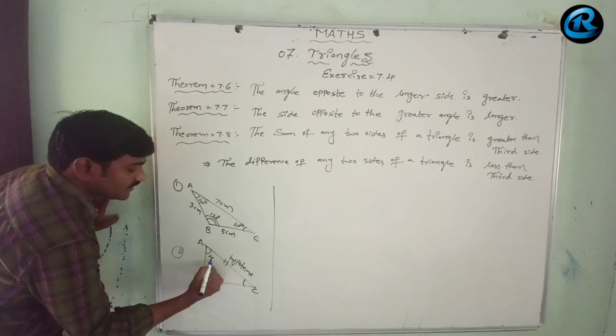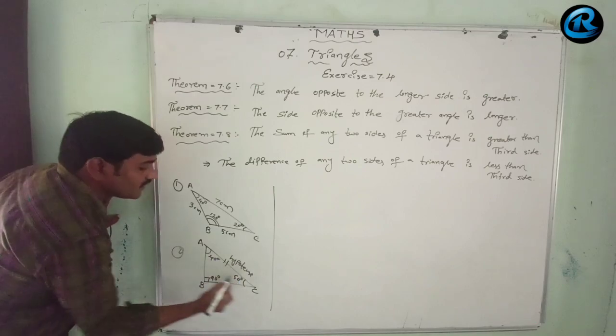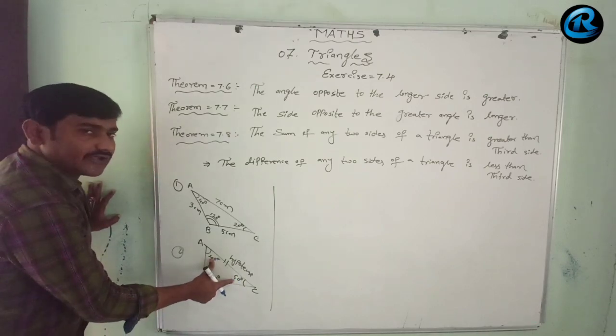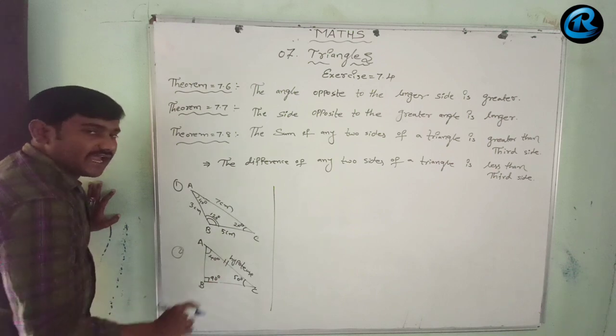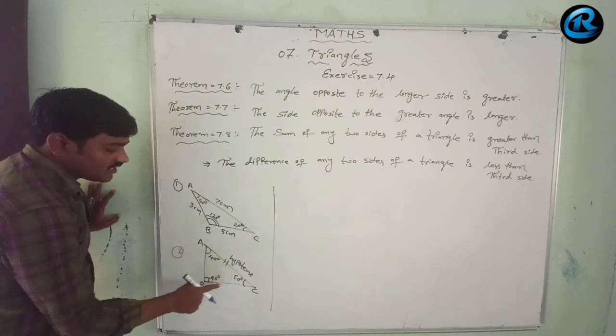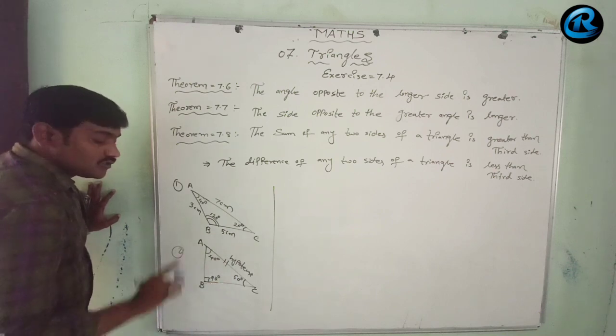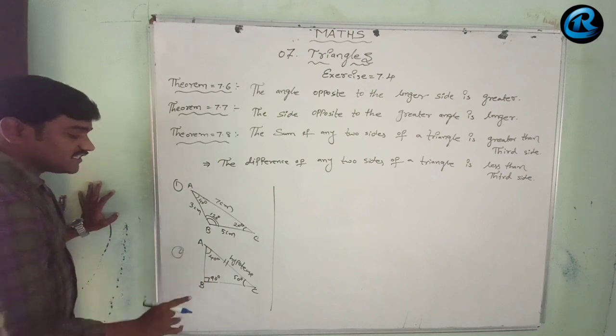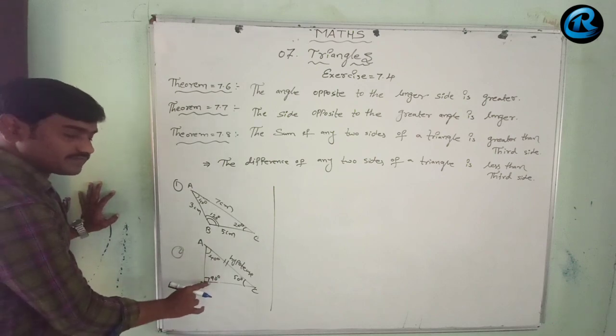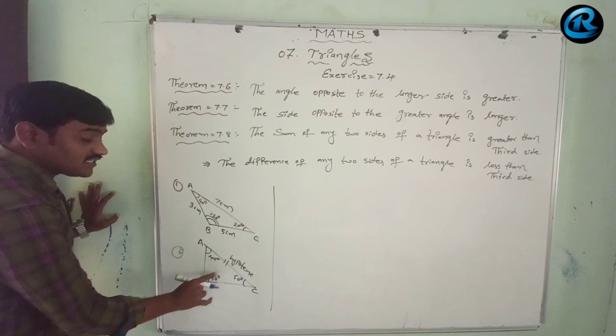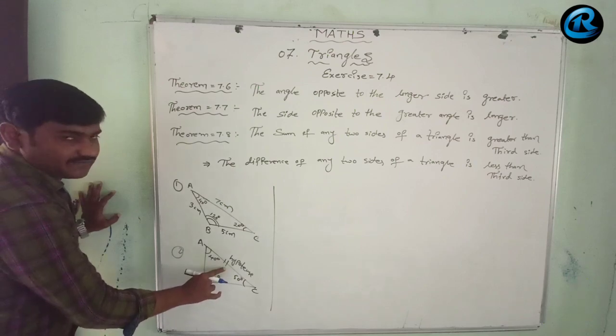Take one as 40 degrees and the other as 50 degrees. These 40 and 50 degrees are known as acute angles, and this is a right angle. So 40 degrees and 50 degrees are less than 90 degrees. Now which angle is greater here? This angle is greater, so its opposite side is the longer side.